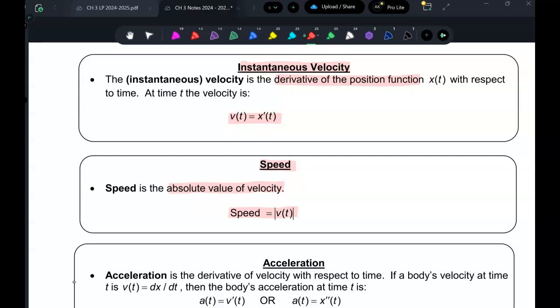So a quick note here: velocity can be positive or negative. It's totally allowed to have a positive or negative velocity, whereas your speed is always positive.